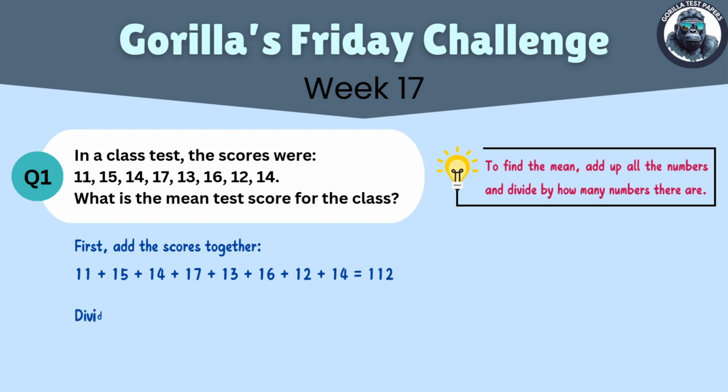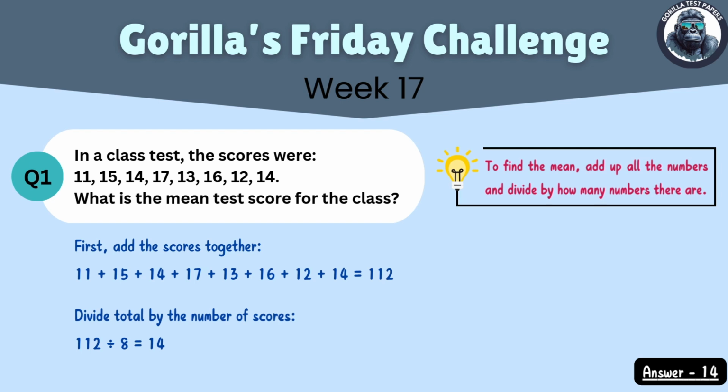So now we divide this total by 8 as there are 8 test scores. So we do 112 divided by 8, which equals 14. That means the mean test score is 14. This is the answer for this question.